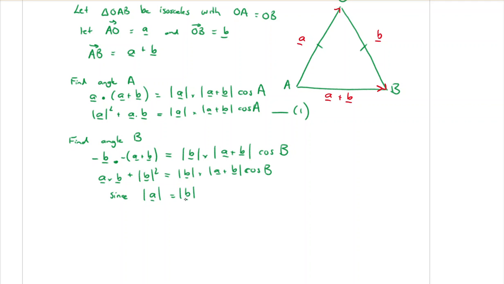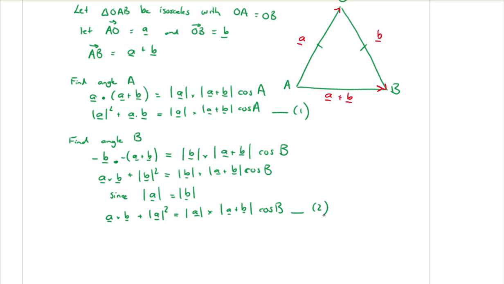So I can just go through that second equation, and everywhere I have the length of B, I'm going to change it into the length of A. So A times little b is going to be plus vector A squared equals length of A, sorry, times length of A plus B cos of B. And that is going to be my equation 2.